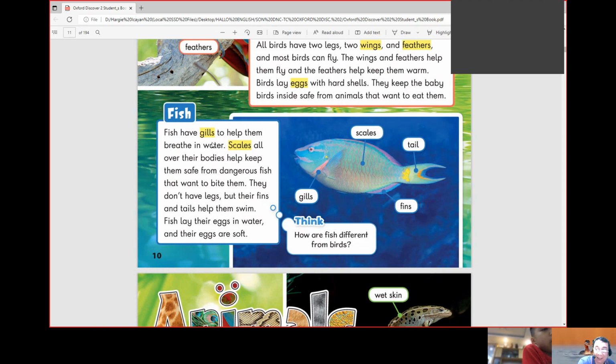So fish have gills to help them breathe in water. Scales all over their bodies help keep them safe from dangerous fish that want to bite them. They don't have legs, but their fins and tails help them swim. Fish lay their eggs in water and their eggs are soft. What animal are we talking about, that has gills, scales, a tail and fins? Fish. Very good. Again, remember, fish have gills, scales, tails, and fins.